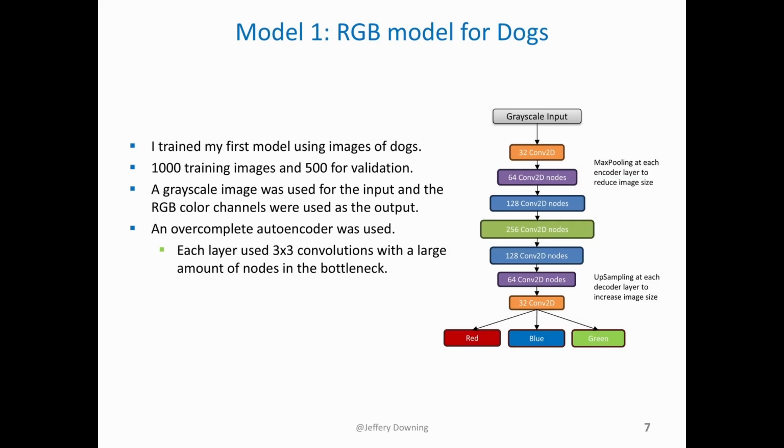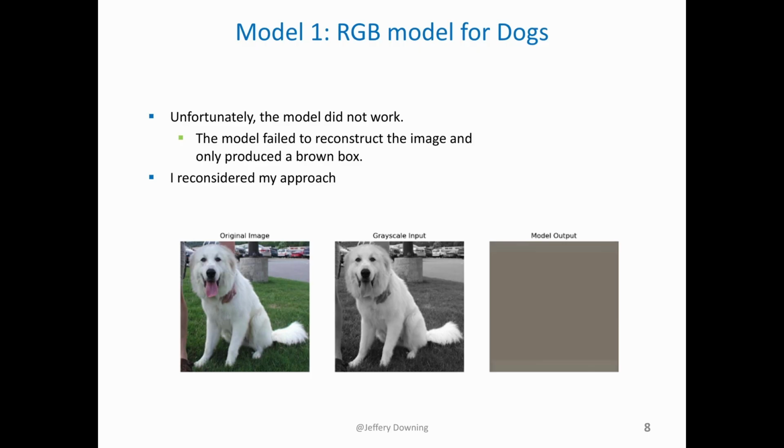For my first model, I decided to train on a set of 1,000 dog images using an overcomplete autoencoder. Each layer had 3 by 3 convolutions, and there was a large amount of nodes in the bottleneck. A grayscale image was used as the input for the model, and 3 color channels, the red, green, and blue, were used as the output. Unfortunately, the results are, as you can see, non-existent. The model failed to reconstruct the image and was only able to reproduce a brown box.